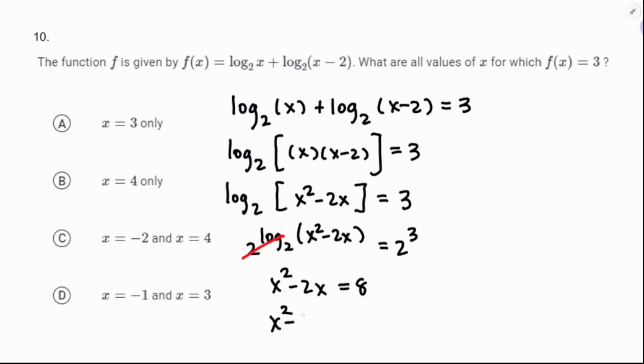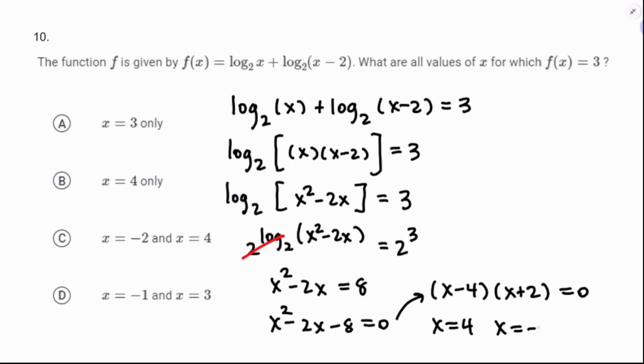And then I'm going to set this to 0 and hopefully factor. It looks pretty factorable to me. Two numbers that multiply to -8 while adding to -2. It's going to have to be 4 and 2, probably (x - 4)(x + 2). So that would happen when x was equal to 4 or when x was equal to -2, right? And they want you to choose answer choice C, but we're not going to do that.